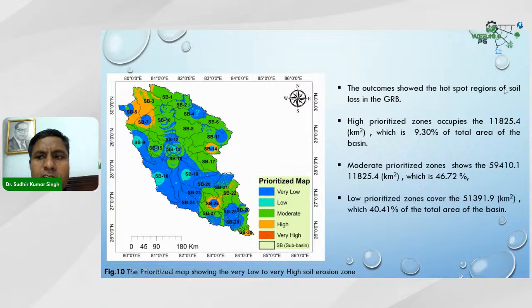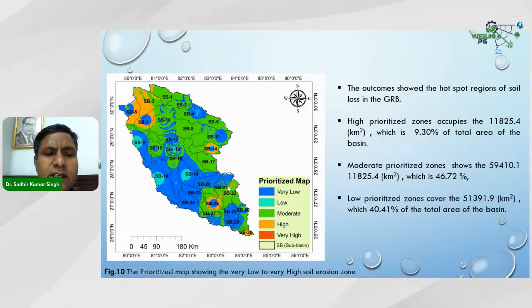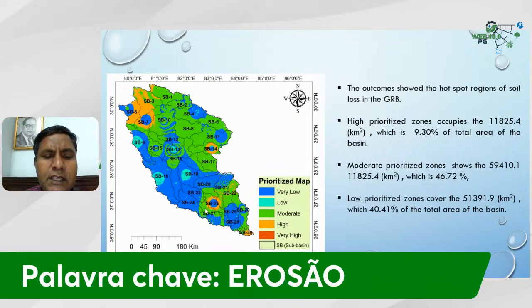The outcome showed the hotspot region of soil loss in the GRB. By looking at these maps, I cannot say that similar kinds of measures can be applied everywhere. We need region-specific measures for controlling the soil loss. High prioritized zones cover approximately 9.30% of the area, the moderate zones around 46.72%, and the low prioritized area is where we do not need too much priority for arresting the soil loss.